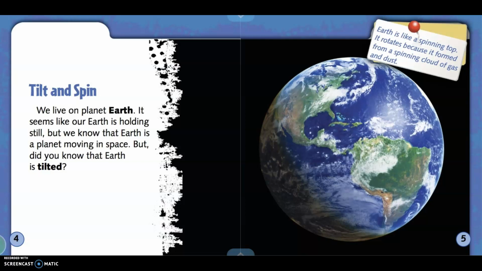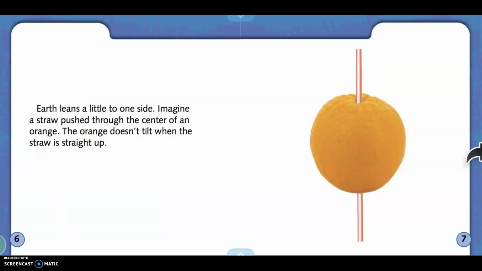Tilt and spin. We live on planet Earth. It seems like our Earth is holding still, but we know that Earth is a planet moving in space. But did you know that Earth is tilted? Earth is like a spinning top. It rotates because it formed from a spinning cloud of gas and dust.